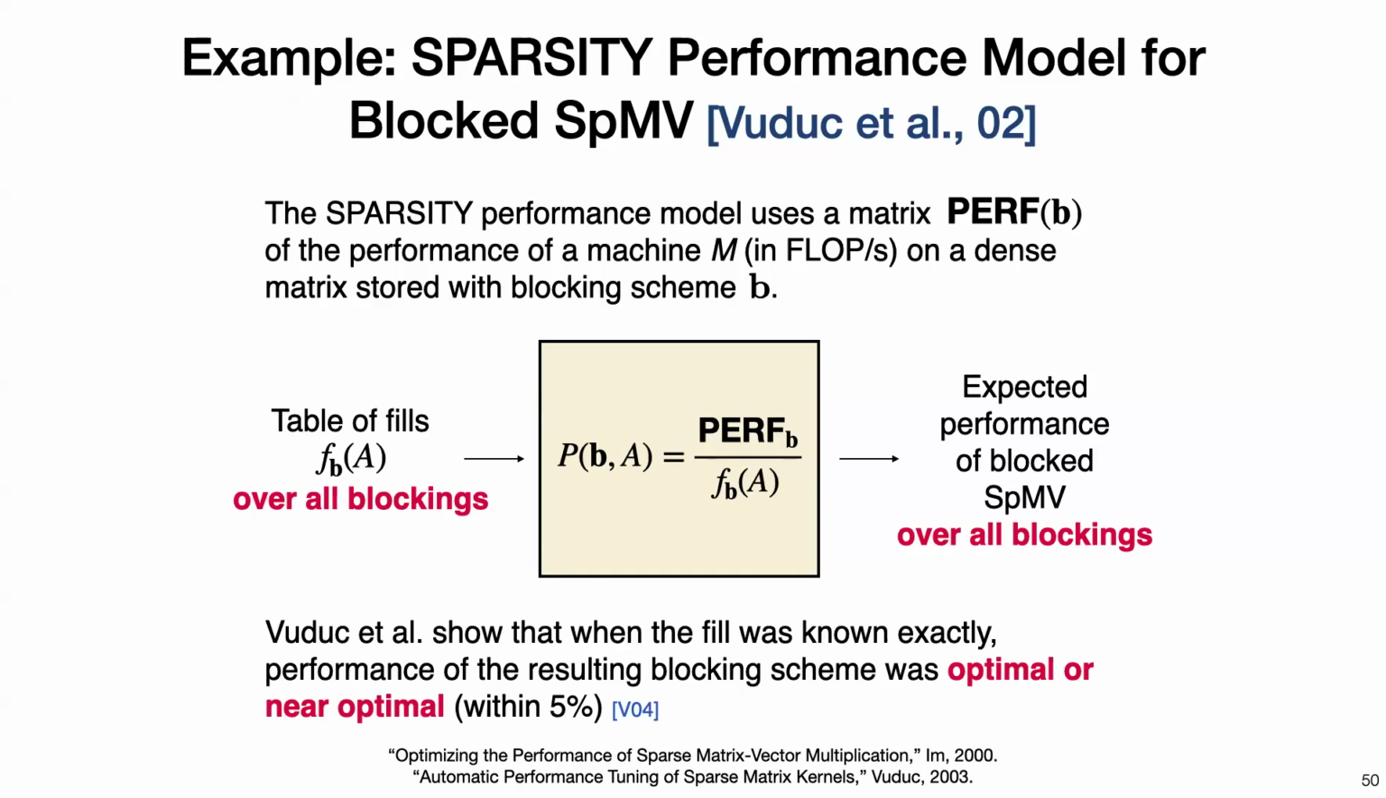So they generate this performance matrix, which is a 16 by 16 matrix of how many flops you can get for a dense matrix multiply given a block size. The table of fills, which is computed per sparse matrix, is plugged into this performance model, and out comes the expected performance of the sparse matrix vector on that particular sparse matrix over all possible blockings. This thing is in flops. This is the fill. In some sense, higher fill is worse, it's just higher space overhead, and higher performance is better because flops up is good.